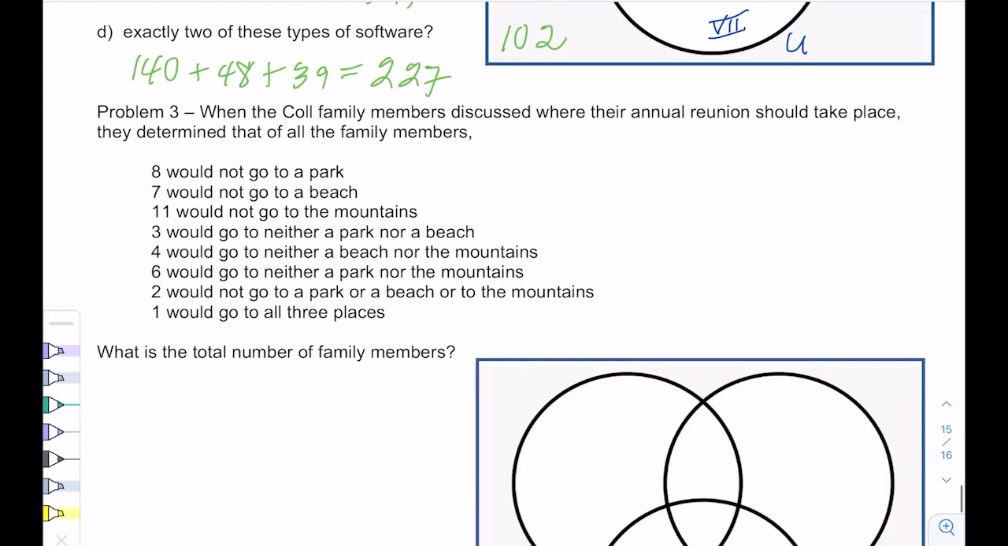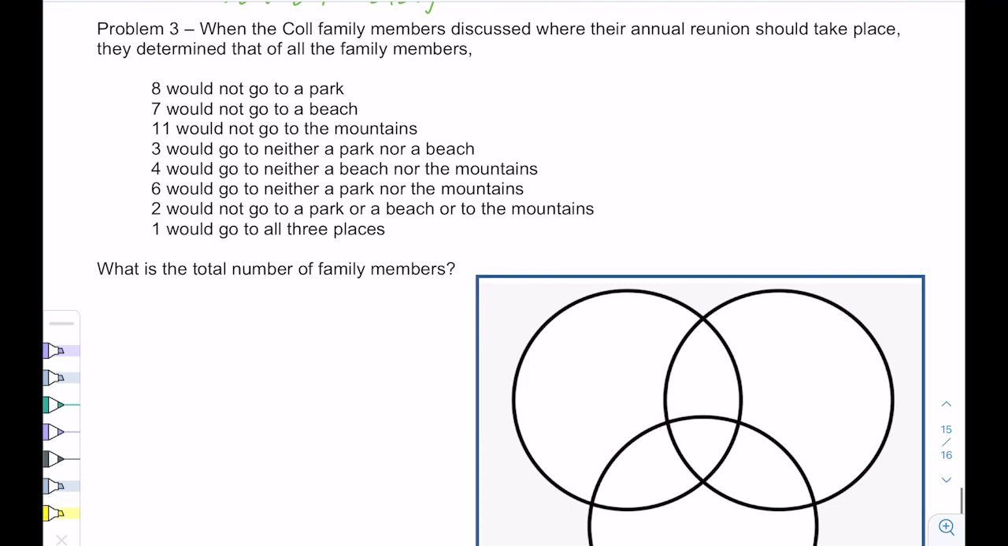And then the last problem is a challenge problem, problem 3, which I will release in a later video, but I will give you the answer for problem 3. So after you pause the video and read it and label the diagram, the question is, what is the total number of family members? And the answer here that you should get is 16. So try that one on your own and see if you can get it without my help, and then I'll release a video later explaining how to work that problem out.